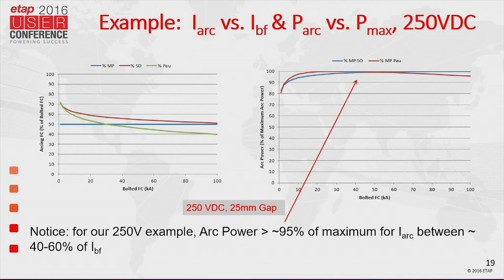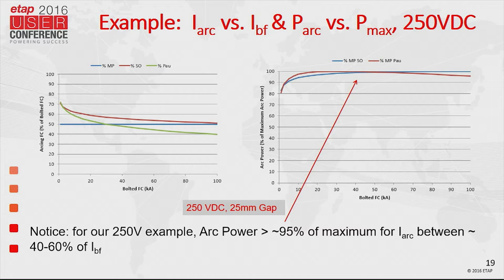Here's one. We'll start out by looking at arcing fault current versus bolted fault current on the left, and then the power on the right. We've got a system here with 250 volt DC system voltage and a 25 millimeter gap. What I've got shown on the left, at the 50% line, is our maximum power. It just camps out right there at 50%. Arcing fault current equals one half bolted fault current all day long.